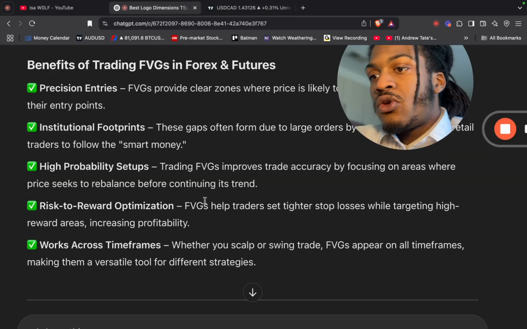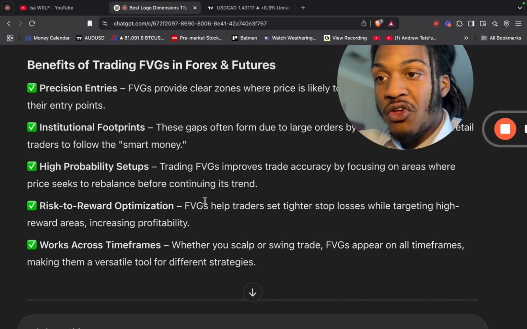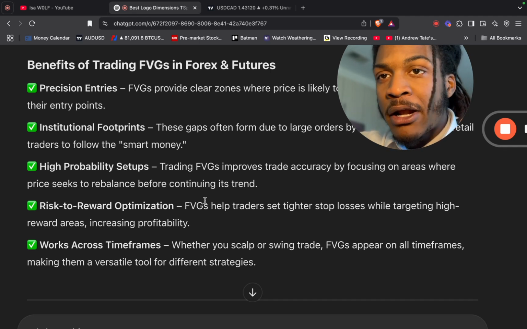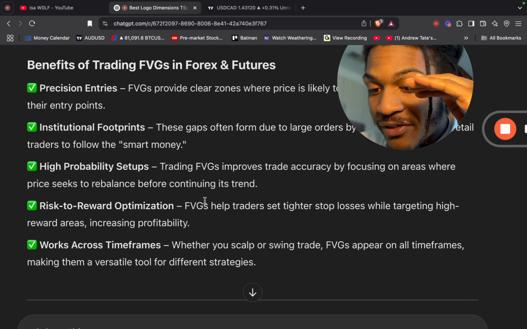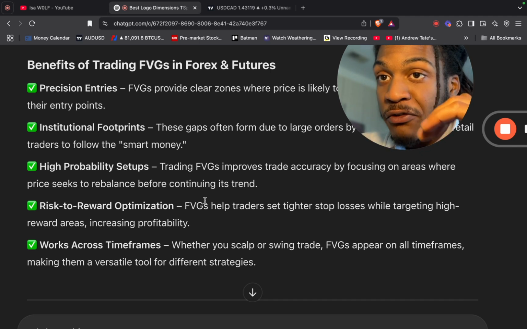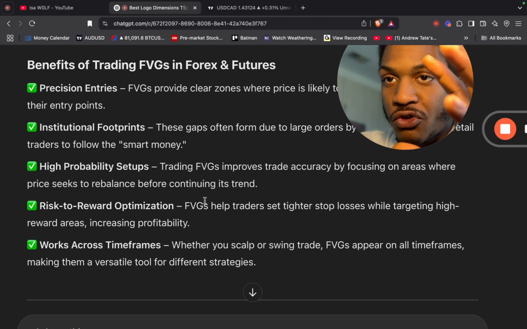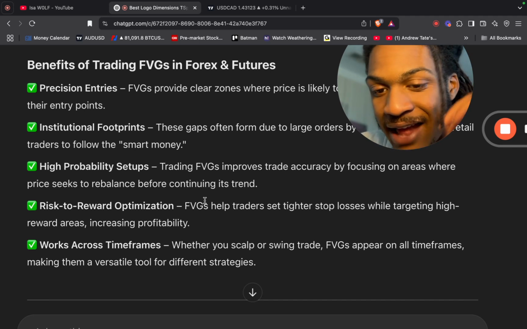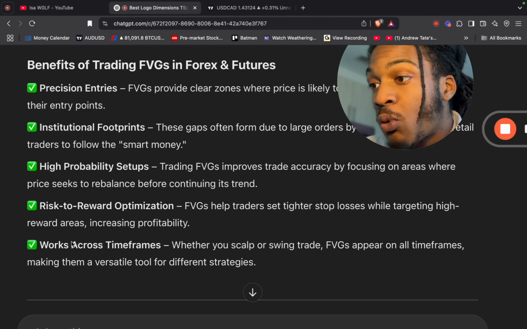So yeah, risk to reward optimization is an actual good point of trading fair value gaps, because when you're trading fair value gaps, it allows you to have a tighter stop loss and better risk management, so you can take more trades because your risk is so low. And if you're actually counting your risk by lot and all that, whether you trade futures or contracts, you can understand the exact amount of money that you're actually risking. And so it works across all time frames.